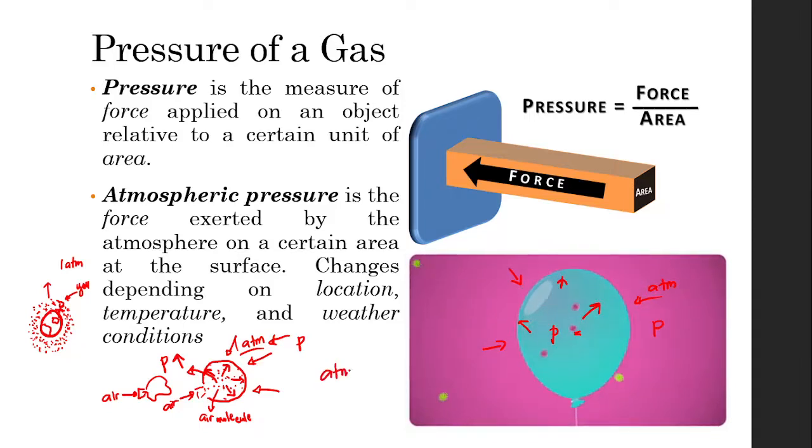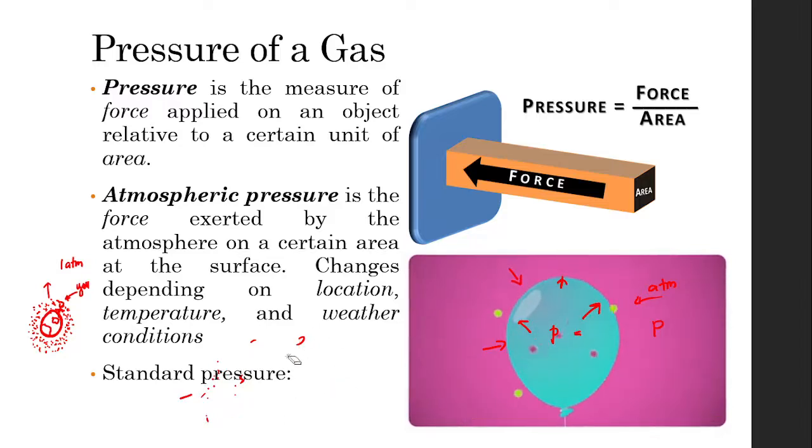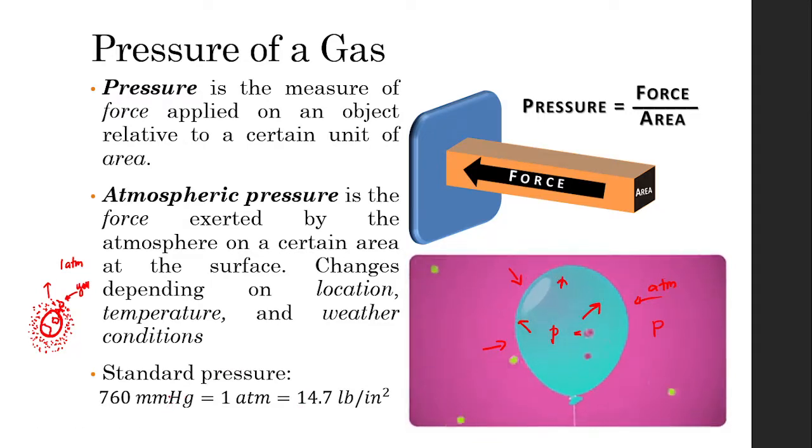And atmospheric pressure is just the standard unit of measurement that we use, but there are other units of pressure that we use. One of them, oh, here you go. So the standard pressure, let me just erase this. The standard pressure is equal to 760 millimeters of mercury, which equals 1 atmospheric pressure, which equals 14.7 pounds per square inch. So these are the various measurements that we can use to talk about pressure.